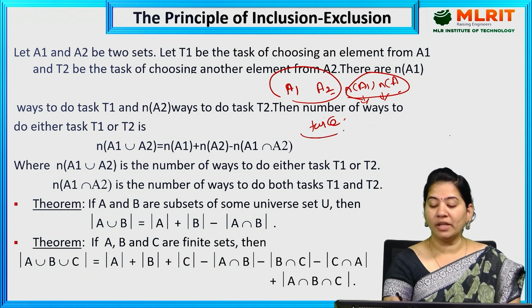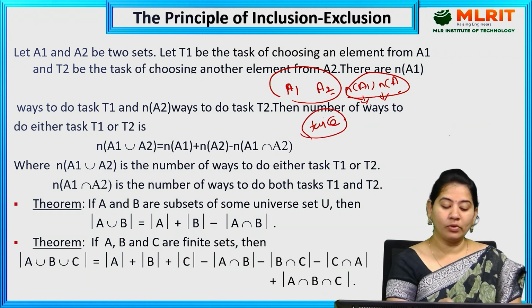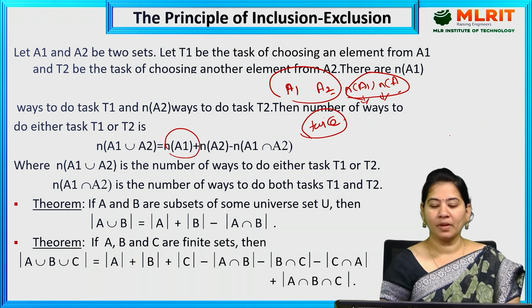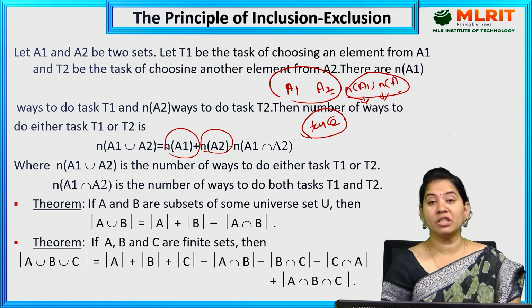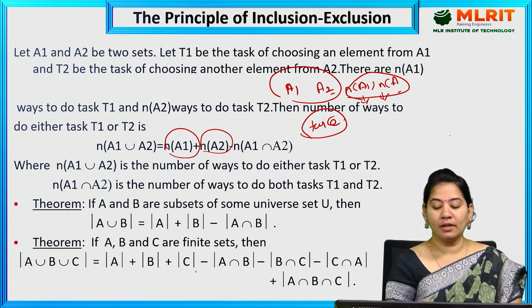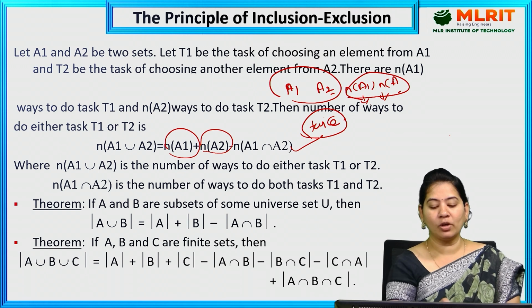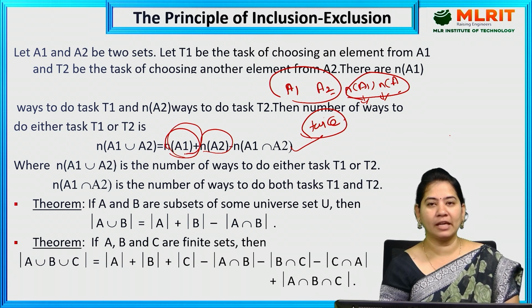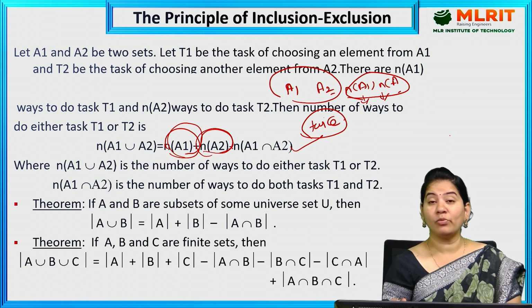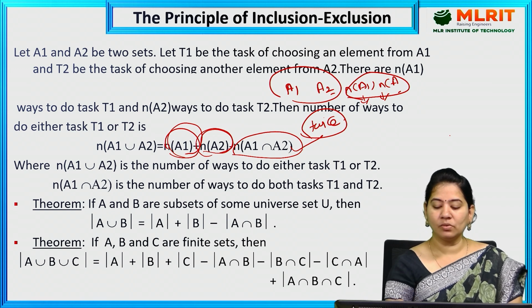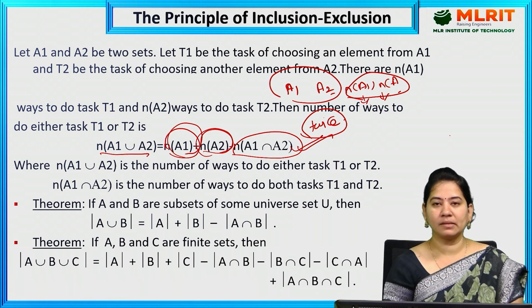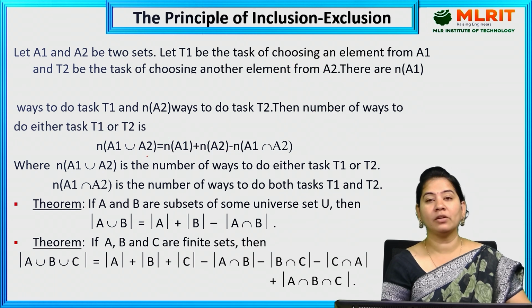So instead of counting this twice, we count the number of ways to do the task, add the number of ways to do the other task also, and subtract the ways common to both a1 and a2, which were counted twice, so that we get the count exactly correct. First we add the ways to do the task and the other ways also, and we just subtract the ways which are common in both, which were counted earlier. If you do this, then you'll get the exact answer. So this is nothing but the principle of inclusion and exclusion.